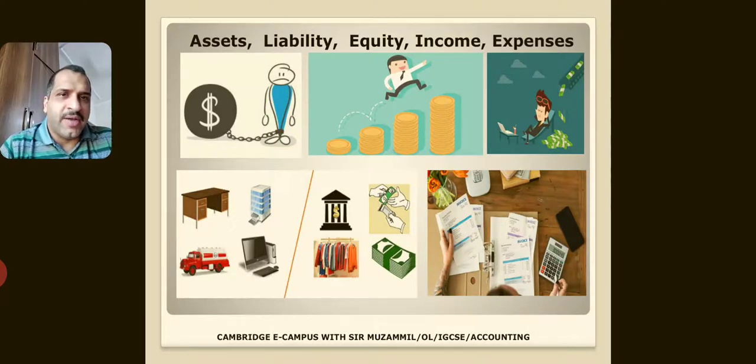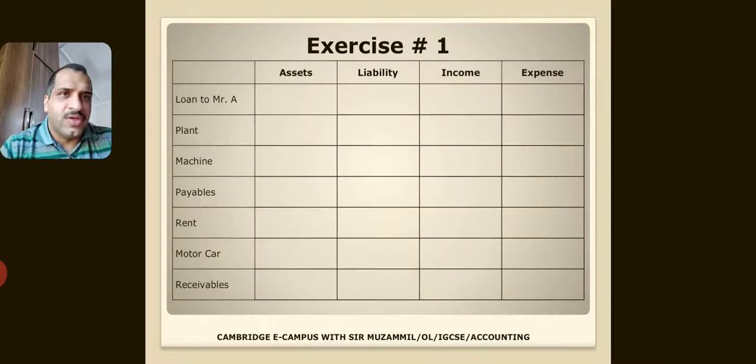You can see in the diagram, some diagrams show assets, some show liabilities, some show income. If you see the first diagram, that shows the liability, the other diagram shows the owner's equity, and the third diagram is income, the owner is sitting and he is getting income. The second last diagram shows the assets, current assets and non-current assets. The other diagram shows the expenses list. So you can make such exercises to make your students clear.